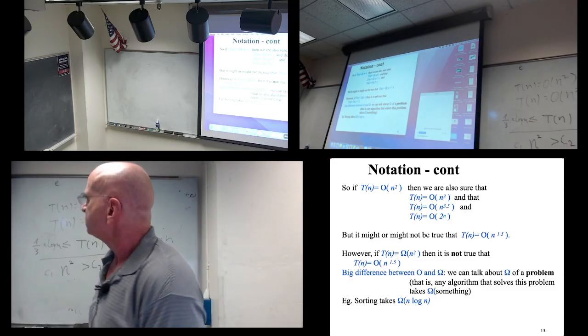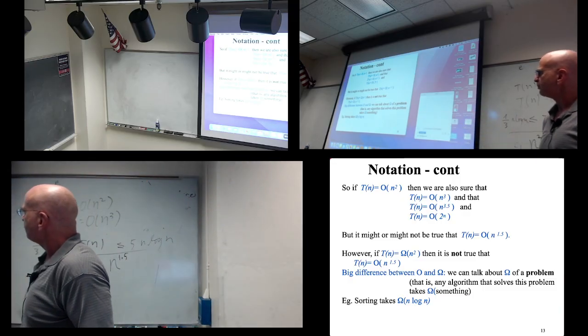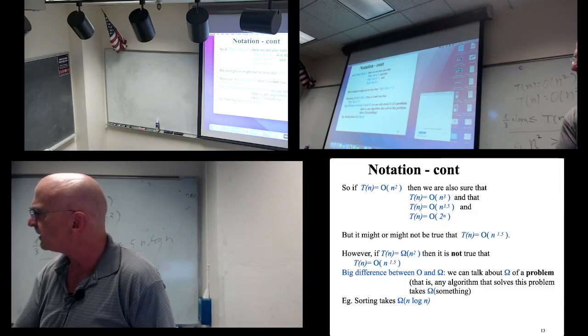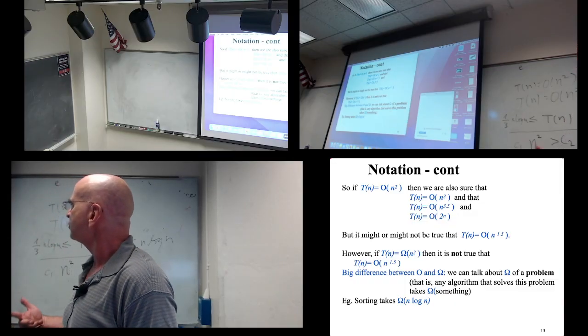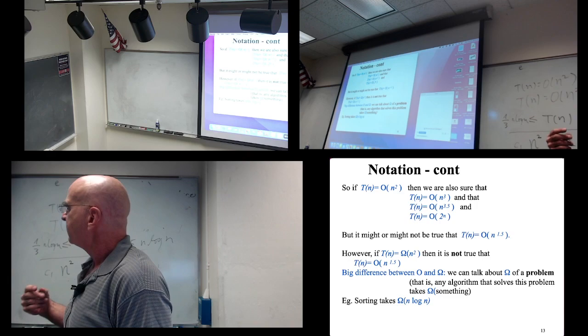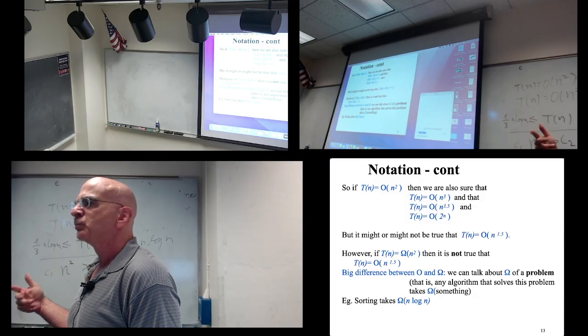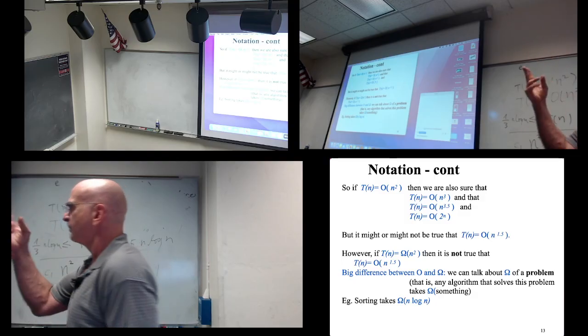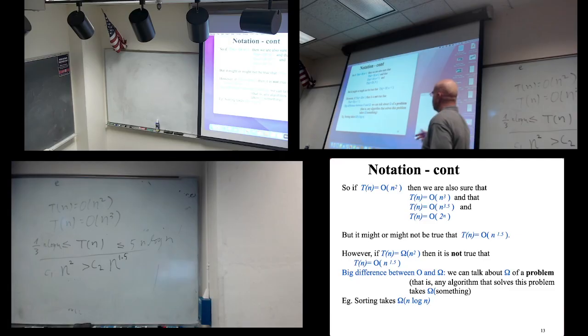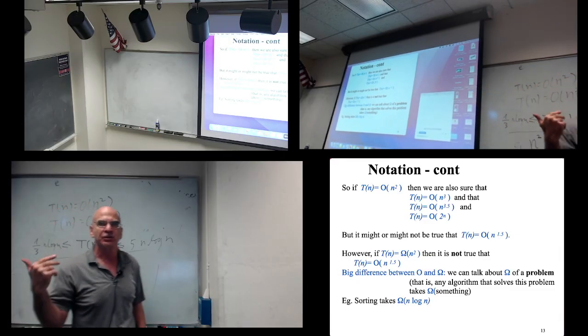Okay. Now, the big difference between order and omega is that when we are talking about order, we'll also talk about some algorithm in mind. Omega, sometimes we will talk about a specific algorithm. Swap sort, where we are replacing pairs, is an example of something that runs in worst case of n squared, but you can do sorting better.